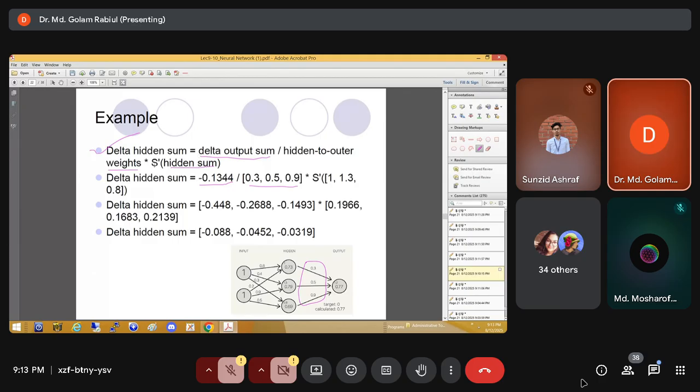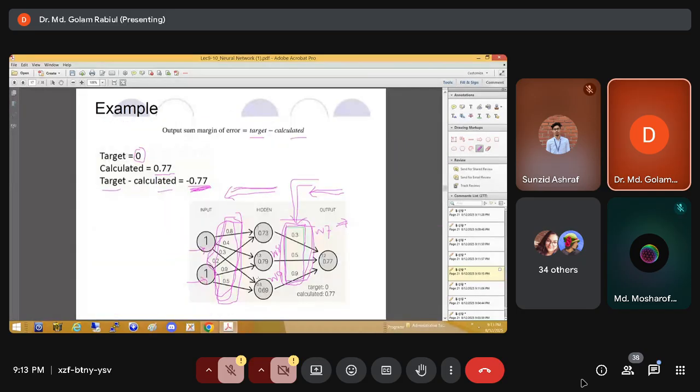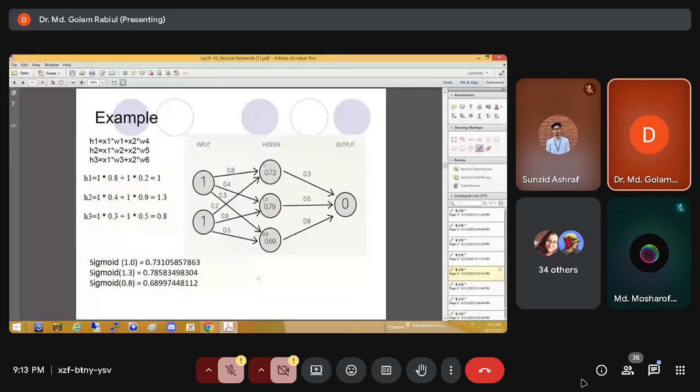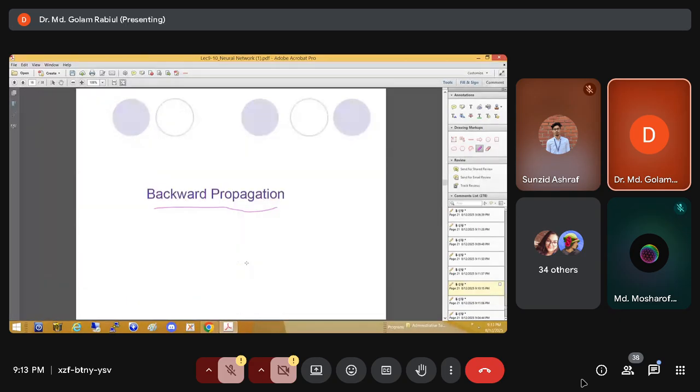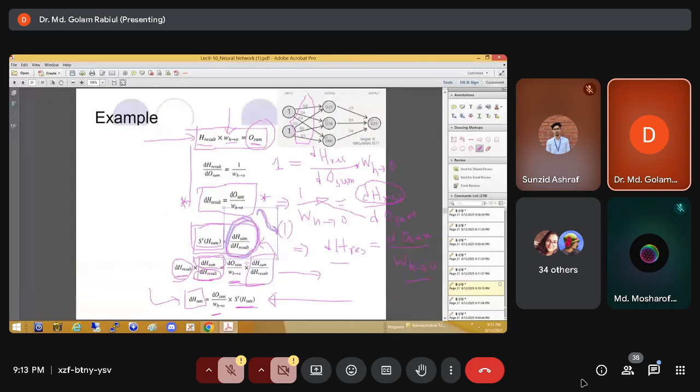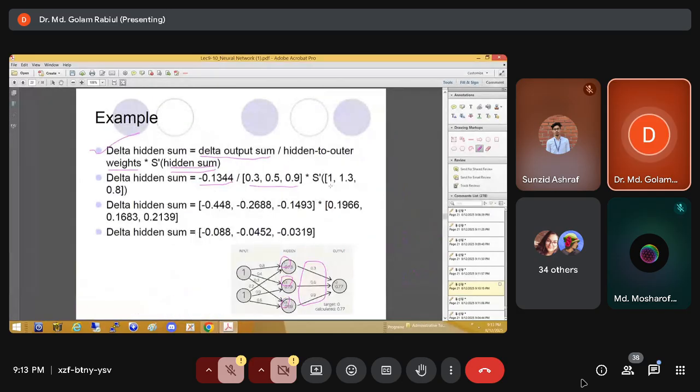And then the derivative of the sigmoid of the hidden sum. And what are the hidden sums? The hidden sums are just these: 1, 1.3, and 0.8. These are the values of the hidden sum, 1, 1.3, and 0.8.